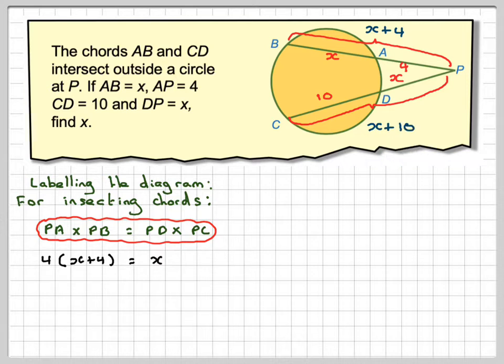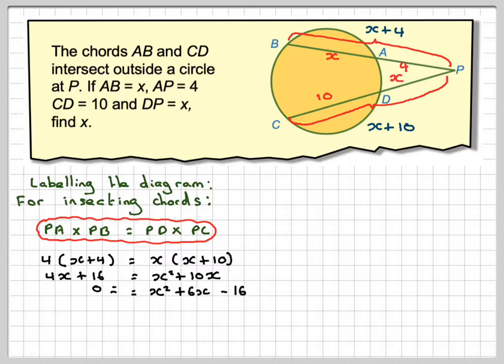Right, expanding the brackets, we're going to get 4X plus 16 on this side, and then on the other side we're going to have X squared, X times X, and then plus 10X. This is a quadratic. We put it equal to 0 to solve it. So we're going to take 4X from here, we're going to have X squared, 10X minus 4X is 6X, and then we're going to have minus 16 is equal to 0. Now in some exam questions this might be given, so you would have to show that this is equal to this. Now we need to solve this equation, so it's now solving a quadratic equation.